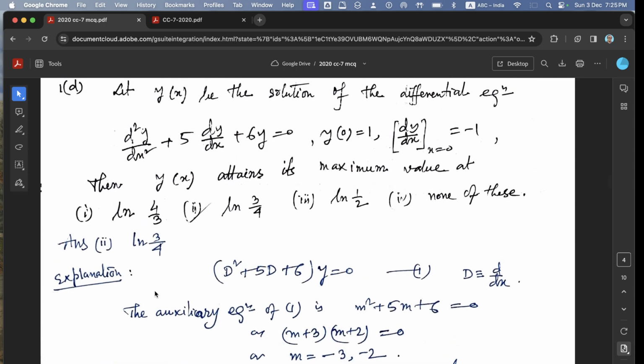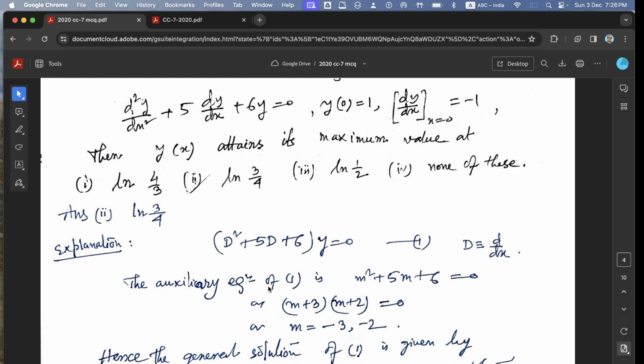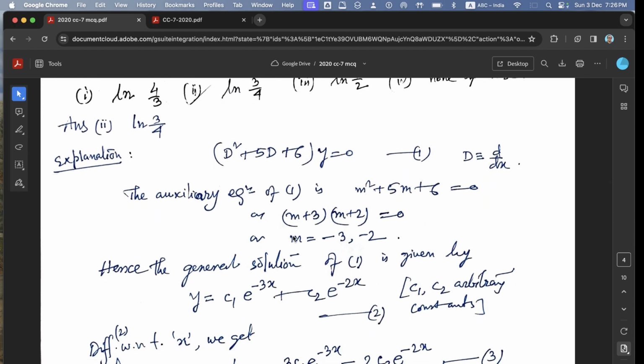So the given equation is this. We can write it as (D² + 5D + 6)y = 0, where capital D stands for d/dx, and the auxiliary equation is m² + 5m + 6 = 0, where y = e^(mx) is the trial solution of this differential equation. So the values of m are -3 and -2. Hence the general solution of the given differential equation 1 is given by y = c1 e^(-3x) + c2 e^(-2x), where c1 and c2 are arbitrary constants.